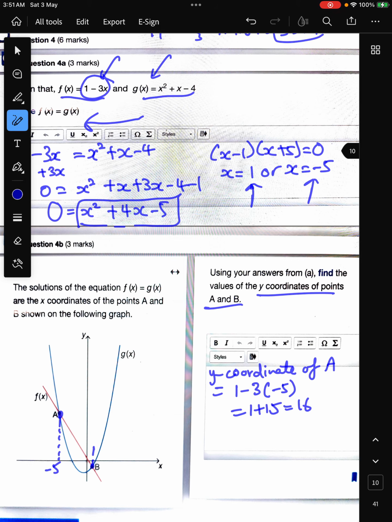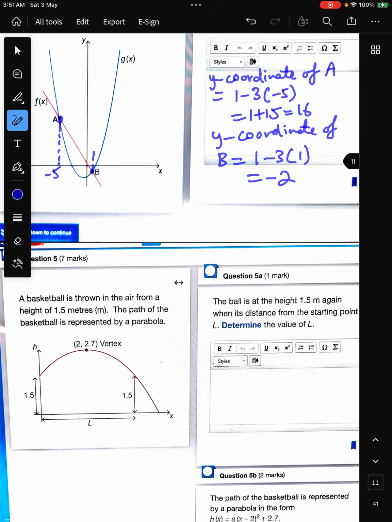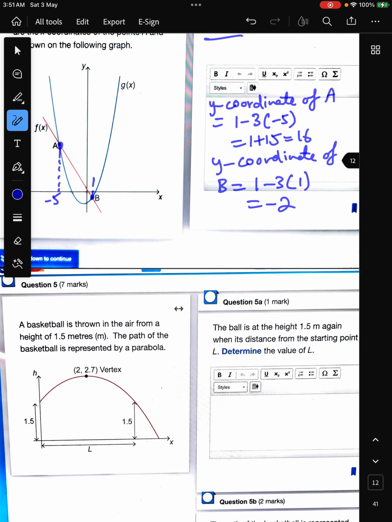And the y coordinate of B is just going to be 1 minus 3 times 1, which gives me -2. Okay, so I think this one is pretty straightforward. Another few points in the bag as well. Okay, another 3 marks in the bag. Alright, now question 5. This is going to be about a parabola, which is about quadratic functions or quadratic graphs.